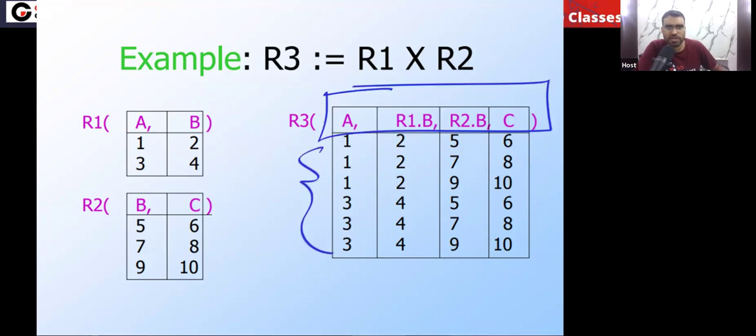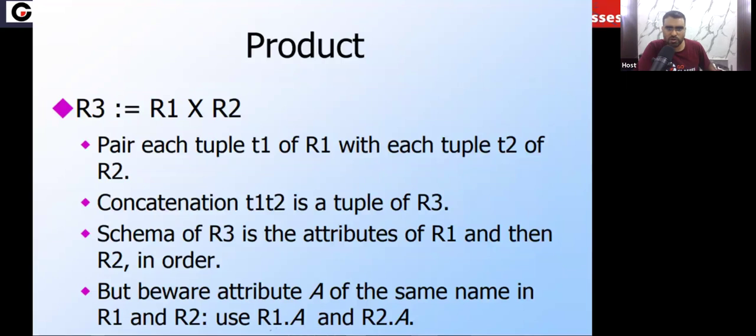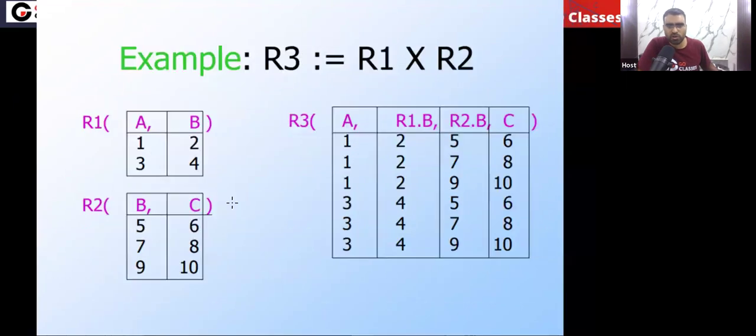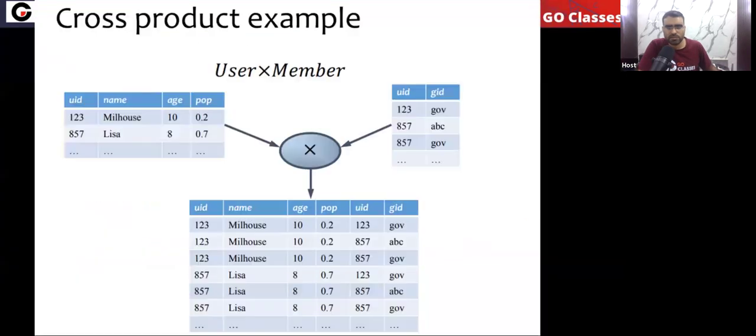Okay, four attributes, and these are the tuples. So remember, you can write R1.A, R2.A if both tables have attribute A. If both tables have attribute B, then you can write R1.B, R2.B in the cross product. Very simple. Okay, let's move on now.